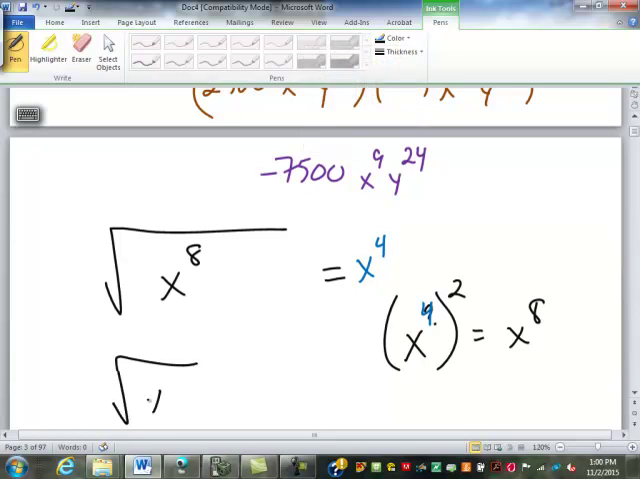How about the square root of x to the 20th? X to the 10, because 10 times 2 equals 20. And so x to the 10th squared. So when we are taking a square root, you're just dividing the exponent by 2.